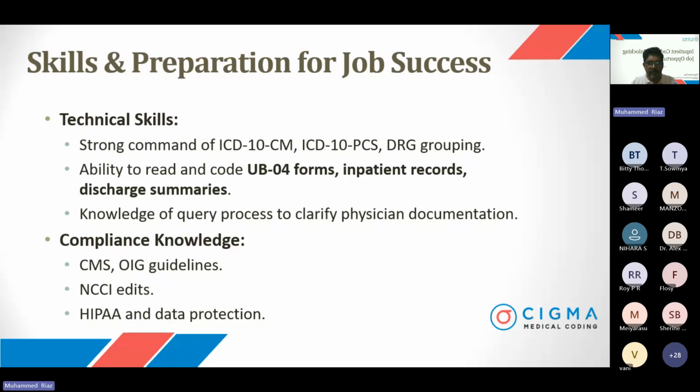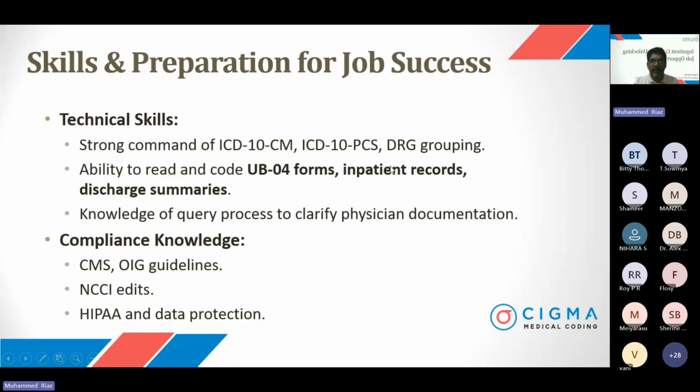I'll give you one example. If the hospital base rate is $1,000, and based on ICD-10 CM and PCS you are getting a DRG weight of 5, the total payment will be 5 into 1,000, so that will be $5,000. This is how the DRG weighs the hospital encounters or hospital stays and gets the payment based on its weightage.